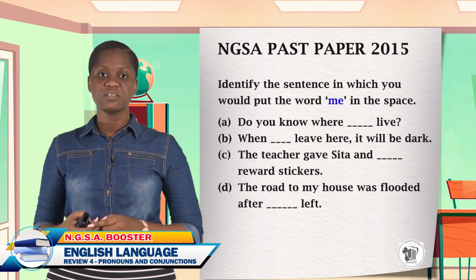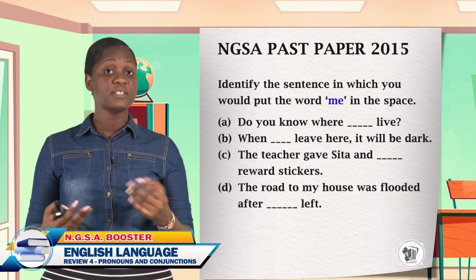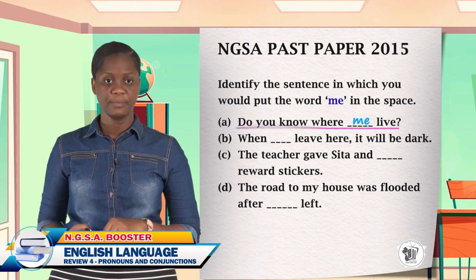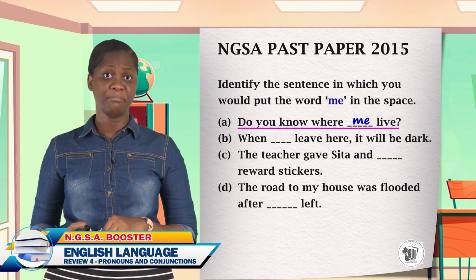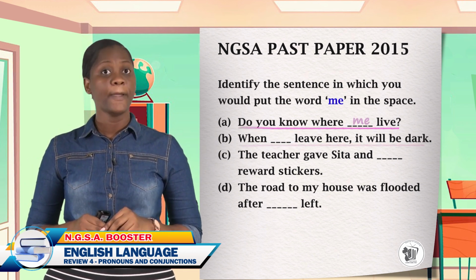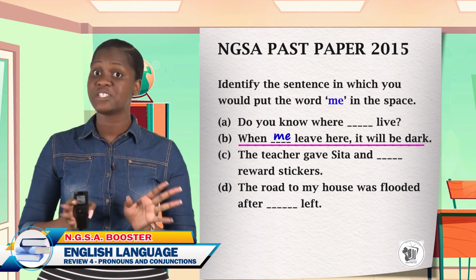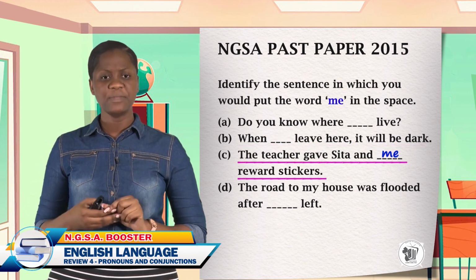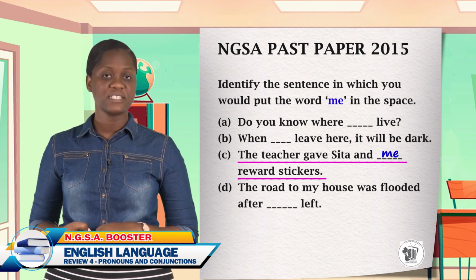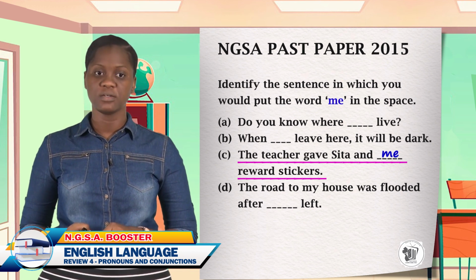So boys and girls, let's put the word "me" in each of the spaces to see which one is grammatically correct. A, "Do you know where me live?" Definitely, that is not correct. B, "When we leave here, it will be dark." That's a no again. C, "The teacher gives Sita and me reward stickers." Sounds correct, but let's still look at the other.